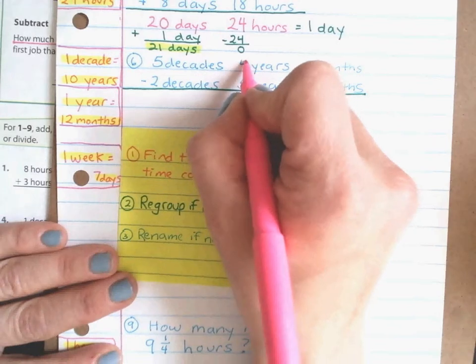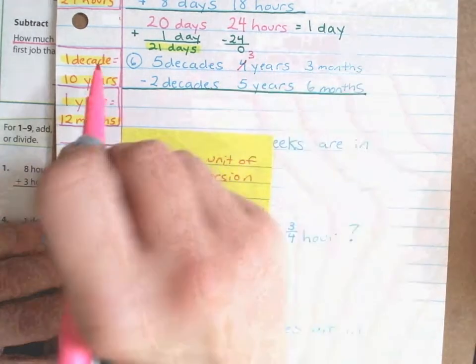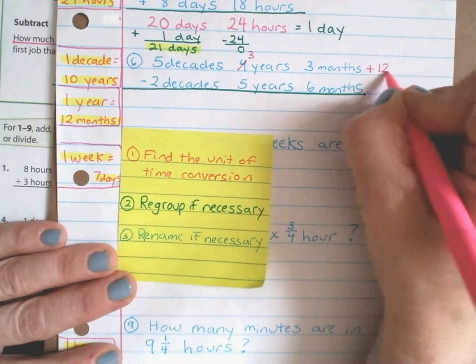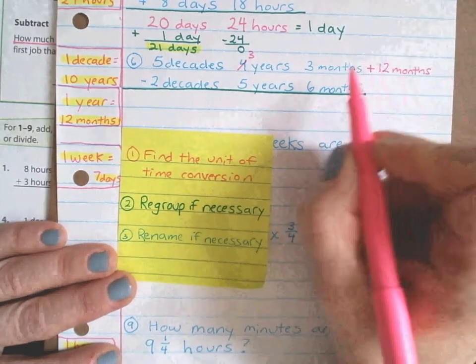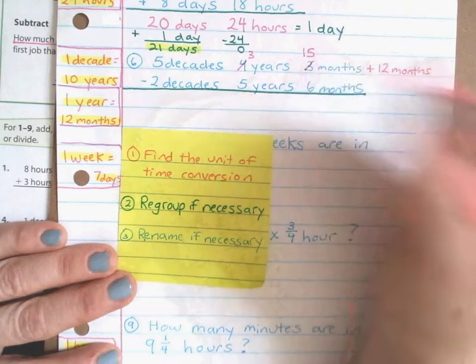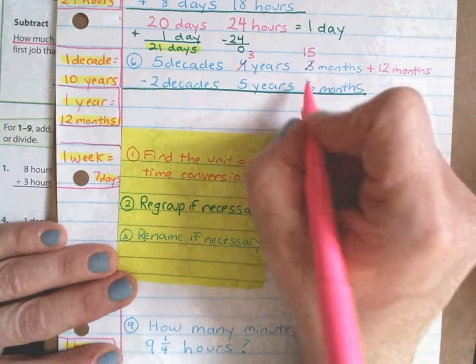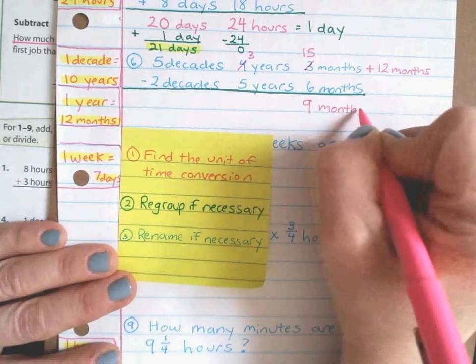So I need to take one of these years away. So the 4 becomes a 3. And since 1 year equals 12 months, I can add back in 12 months to my top number. So 3 plus 12, my new top number becomes 15. So now I can subtract my months. 15 months minus 6 months is 9 months.